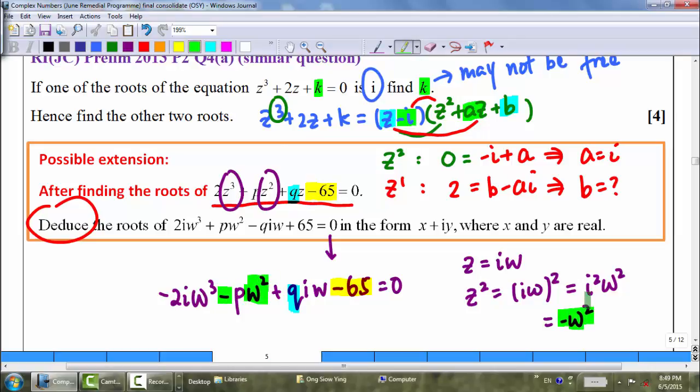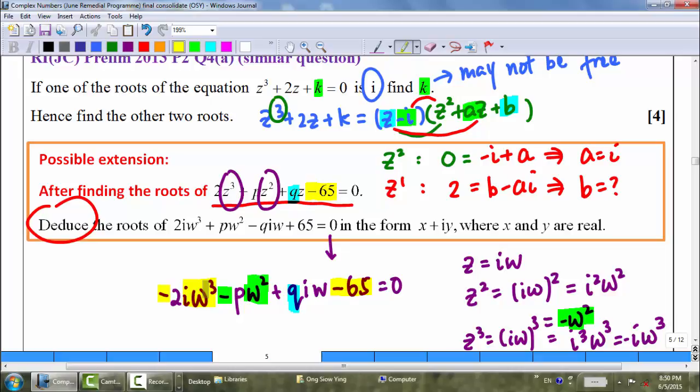Minus W squared. And you actually have to do the same when you check for the Z cube. Z cube here will be IW cube, which is actually I cube W cube, but your I cube is minus I, right? So it's minus IW cube. And if you look at it again, you notice that your Z cube corresponds to minus IW cube. Okay, where the two are the same. So you notice that yes, this replacement works very well, because when you replace your Z by IW throughout, it will be able to transform into the new equation.